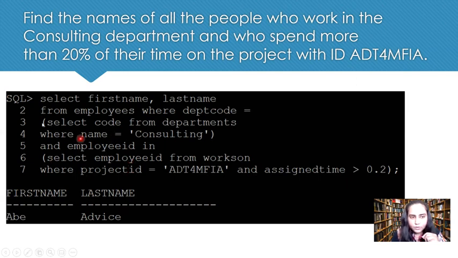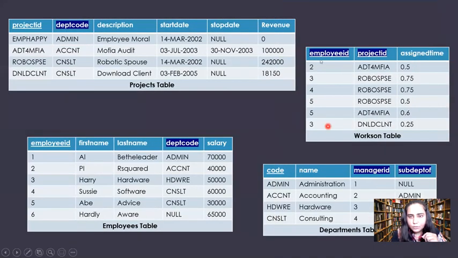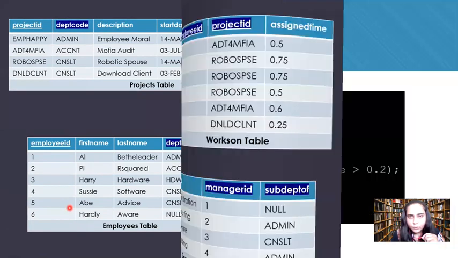What does this query do? This query right here in this bracket is fetching the code of consulting department. So this gave me the code CNSLT, which I supplied here. And this query gives me the employee IDs of people satisfying these conditions. So which I'm supplying here. And then as a result of this, what I'm getting is Abe Advice, because the works on query gave me 2 and 5. Employee 2 is Pi R Squared and employee 5 is Abe Advice, but we also want that that employee should be in consulting department and Pi R Squared is not. So that's why as a result, we got only employee Abe Advice. Please go ahead and try it on your own.